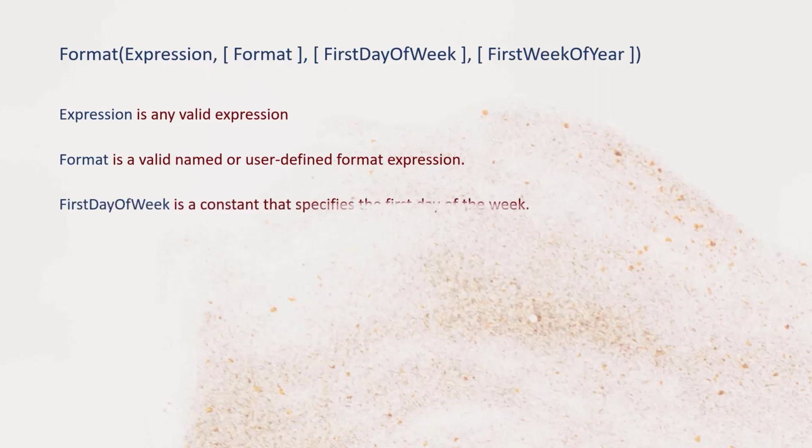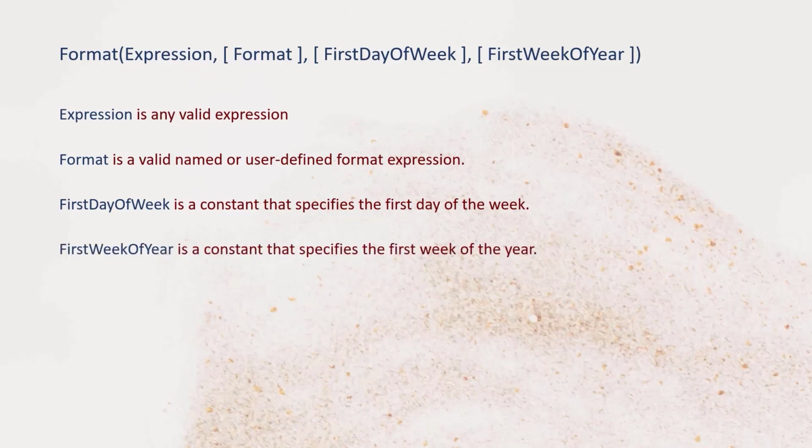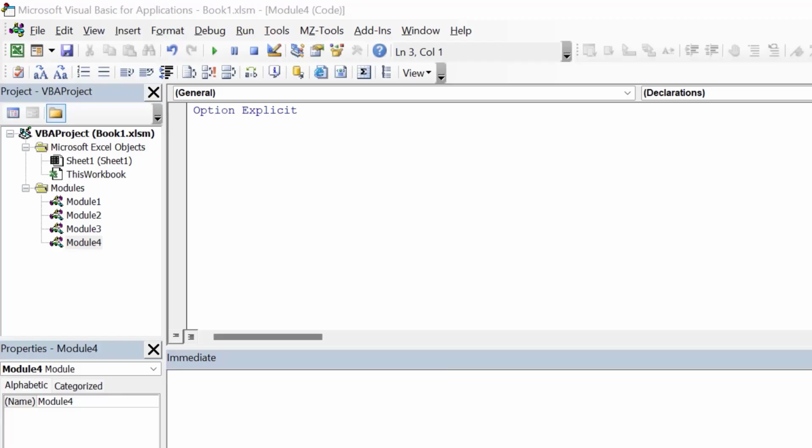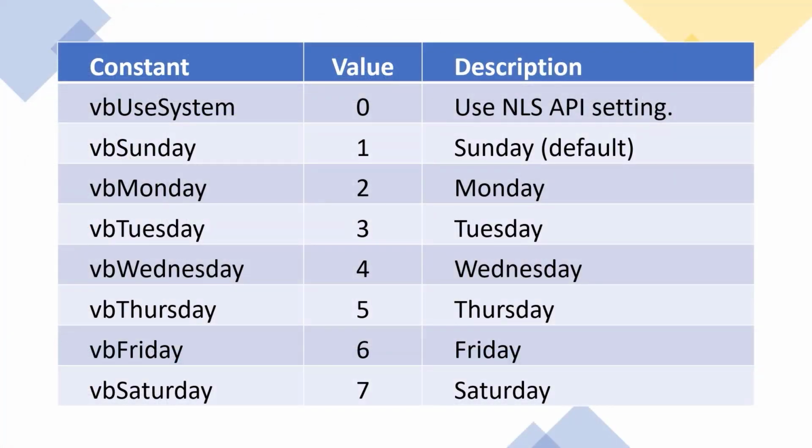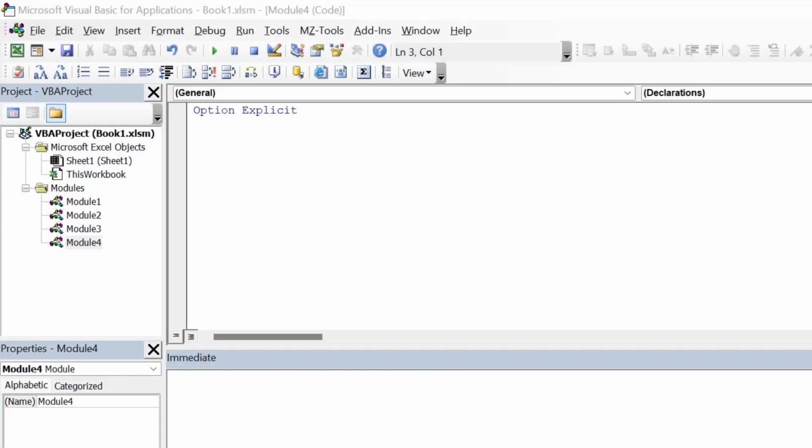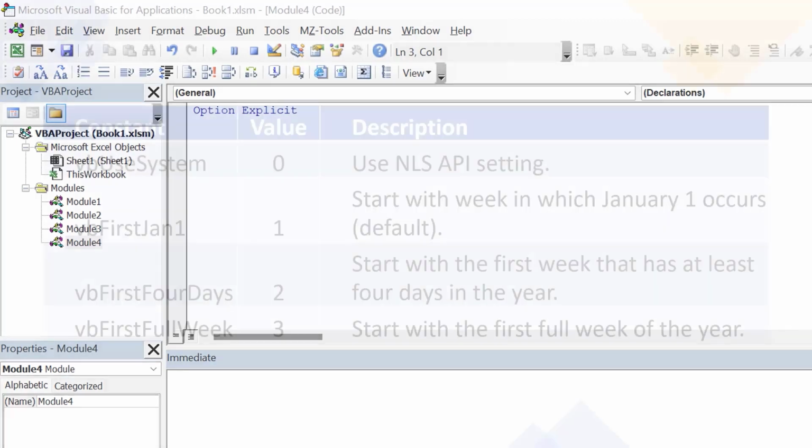First day of week is also optional. It is a constant that specifies the first day of the week. Similarly, first week of year is also optional. It specifies the first week of the year. The first day of week argument has these settings. You do not need to remember these. When you press comma, when you are typing the format function, you will get this in the drop down. Similarly, the first week of year argument has these settings.